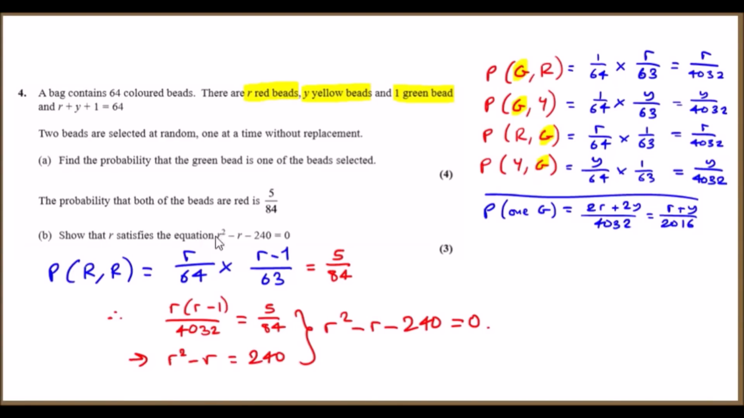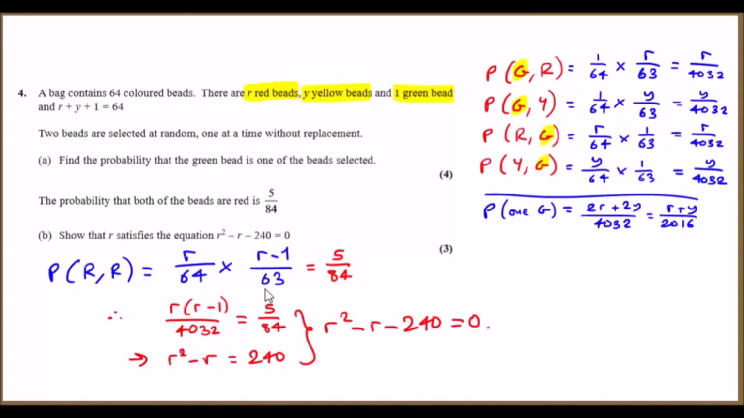Alright, so the probability that both of the B's are red is 5 out of 84. Show that R satisfies this equation, which is a quadratic. Now, going back to the statement here, the probability that both of the B's are red, this means that we need to show that the first time we pick a red, which is R out of 64, times the second time we pick a red, so we got 1 less red, by the way.